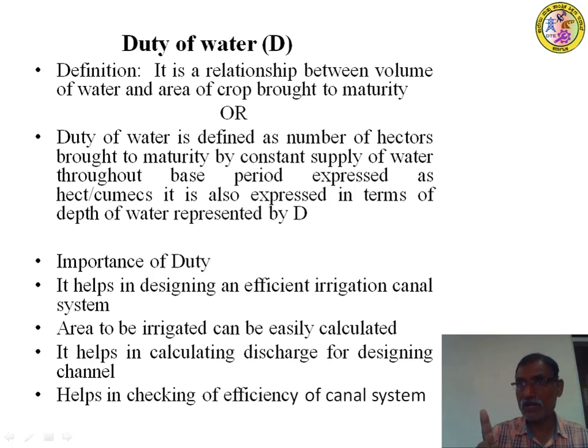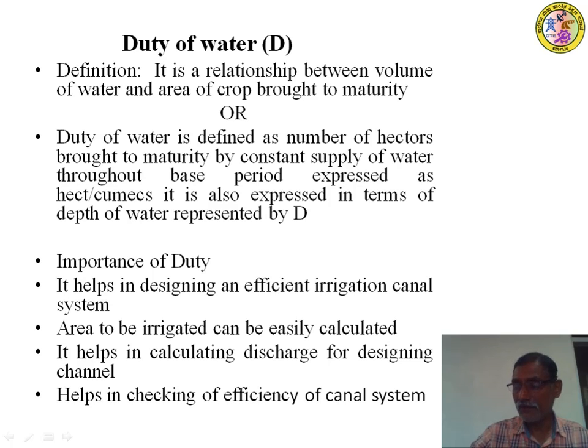For 1 cumec of discharge, how much area you are going to bring under irrigation is called the duty of irrigation water. Importance of duty: it helps in designing an efficient irrigation canal system. If you know the duty, definitely that factor is used for designing the system of the canals.